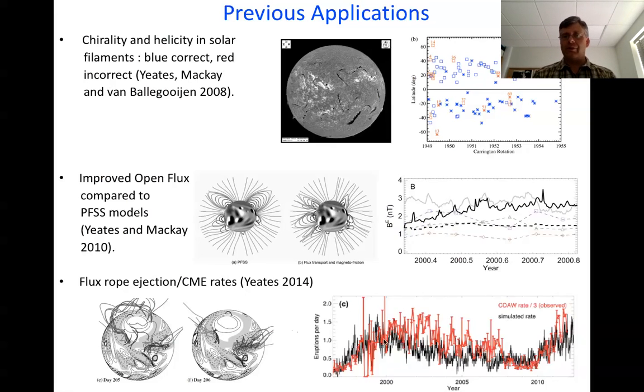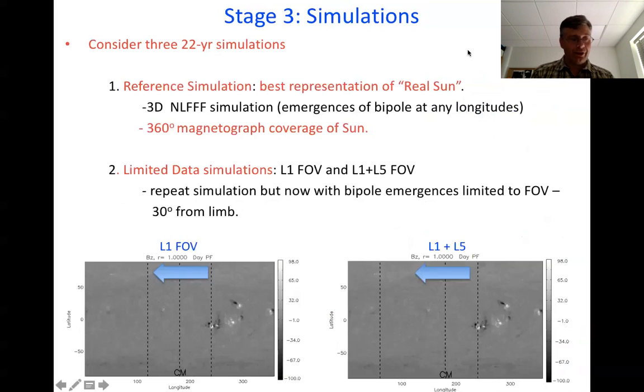So this now makes me move on to the key element of today's talk, where I'm now going to consider the L5 simulations. I want to consider, if we have L5 observations, how much more accurate is our understanding of the solar corona? In order to do this, I'm going to be running three 22-year-long non-potential simulations, each over two solar cycles.